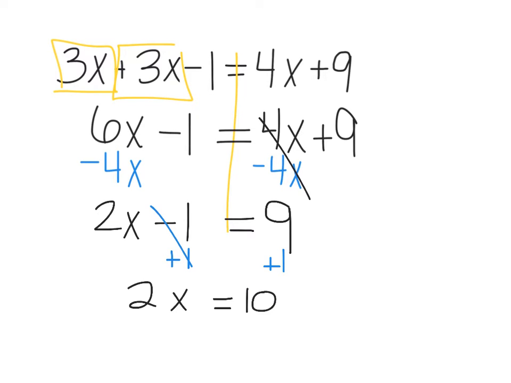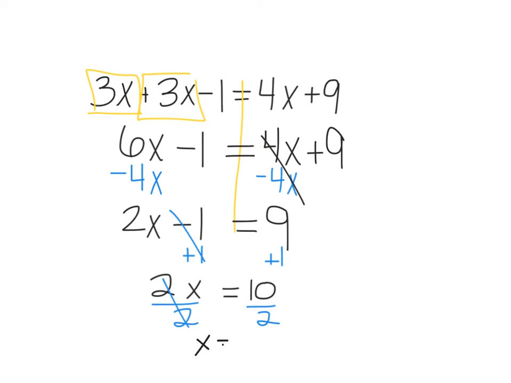And my last step here is to divide by however many x's I have. So instead of 2x, I just want 1x. So to do that, I have to divide by 2 to cancel that out. And again, what happens on one side has to happen on the other. And that leaves us with x equals 5. And then we could go back in to check our solution.